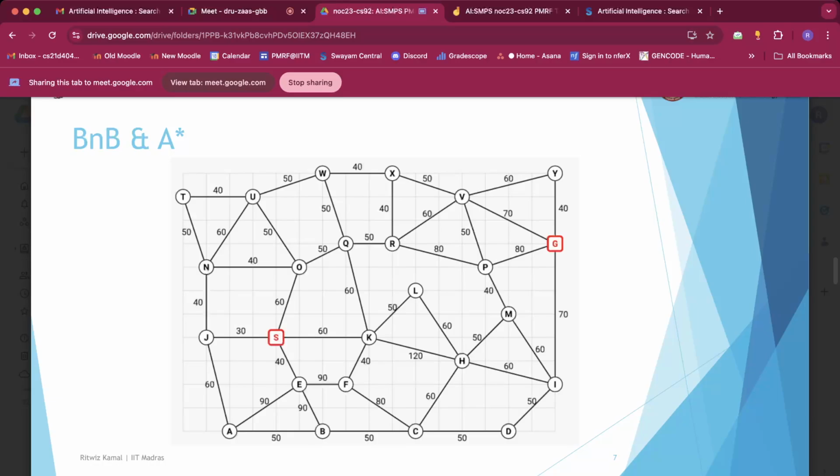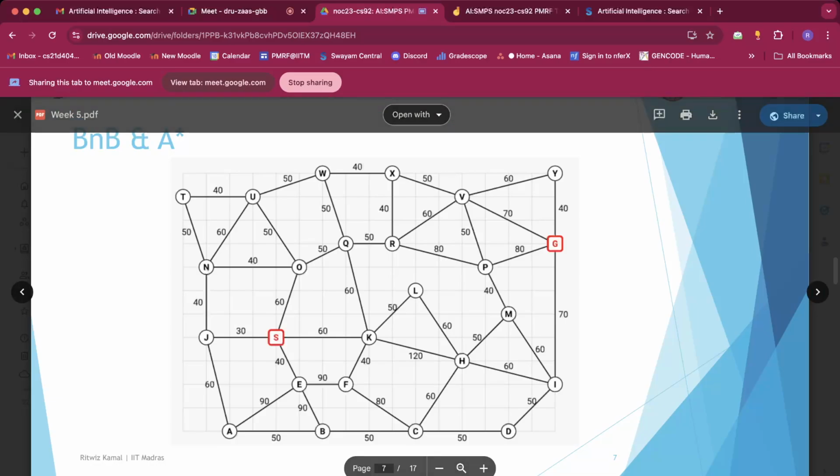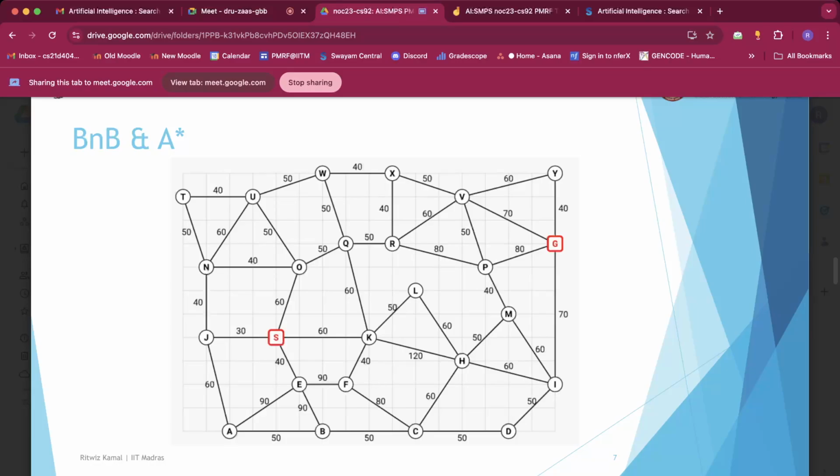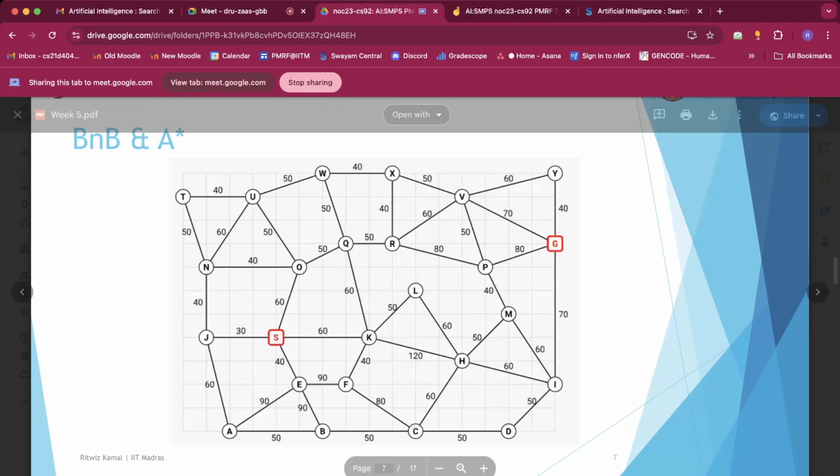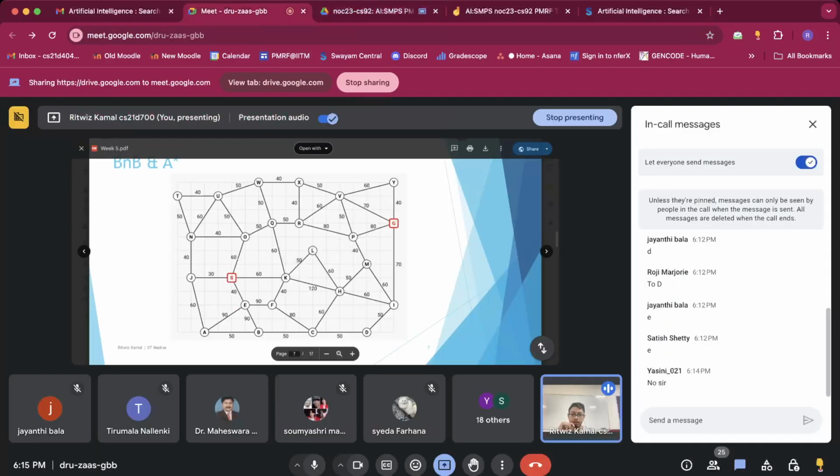First things first, our goal is still the same. We have to start from the S node and we have to reach the goal node, which is indicated by G. And these costs that you see on each of the edges, these are not heuristic values, these are actual costs of going from one node to the other.